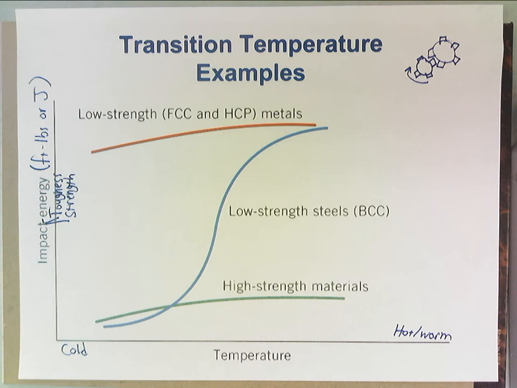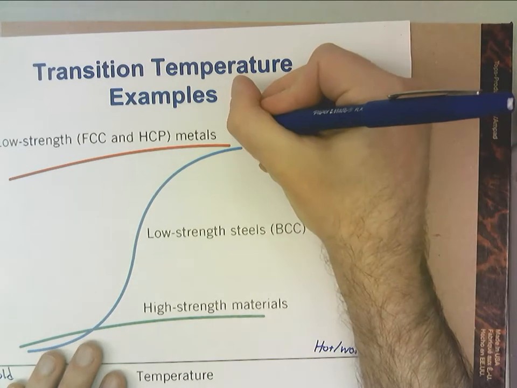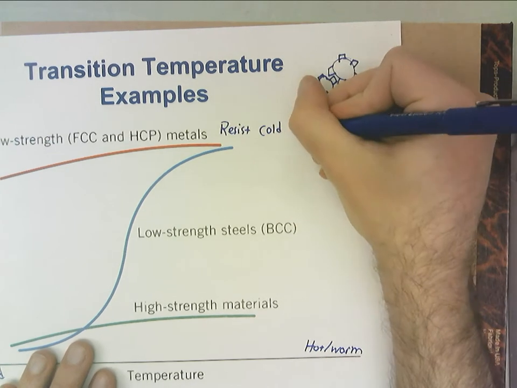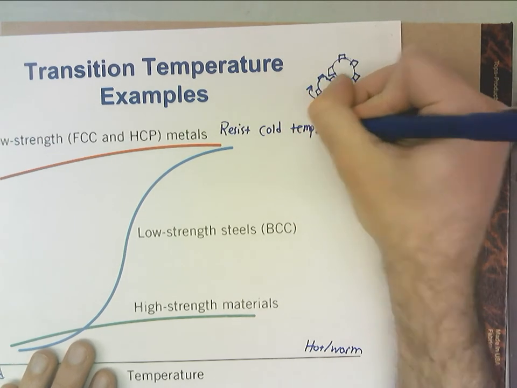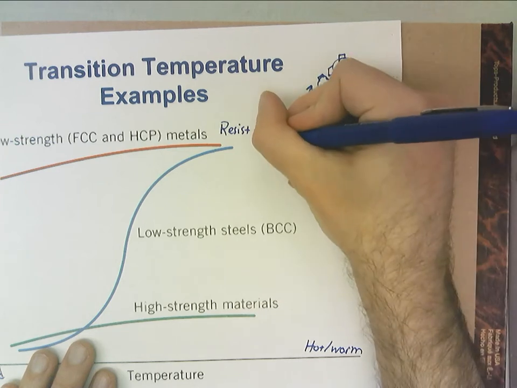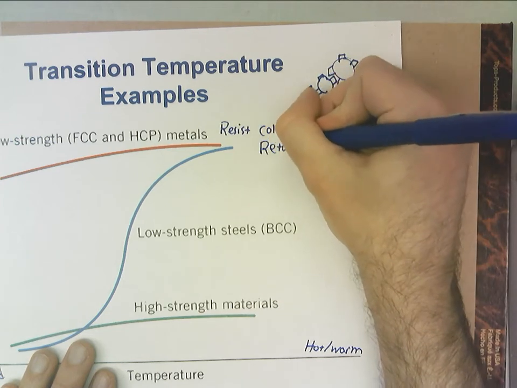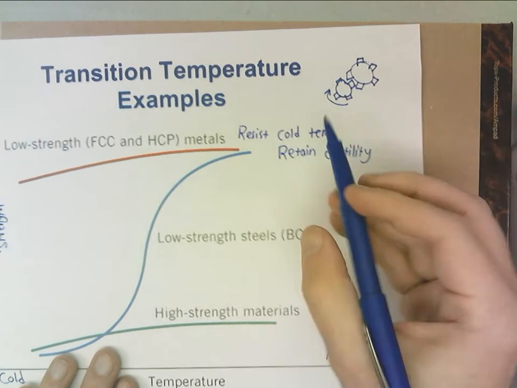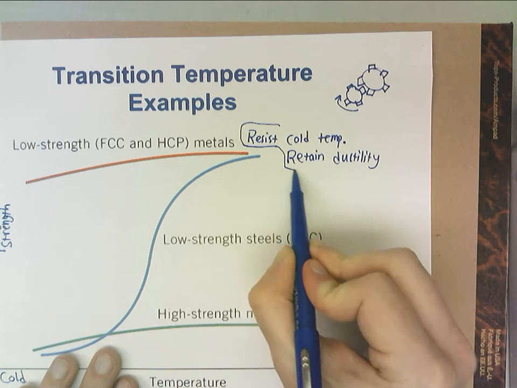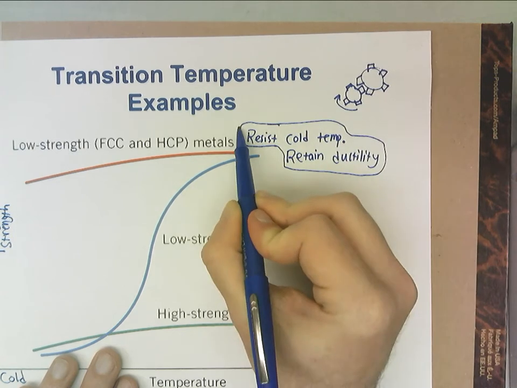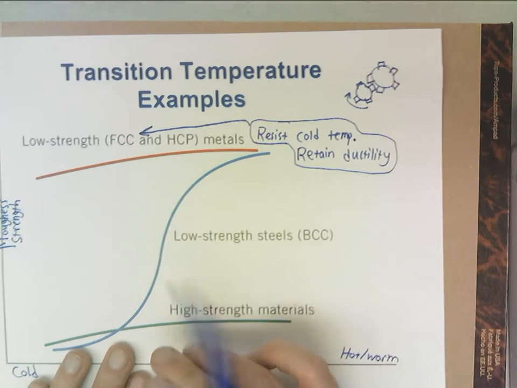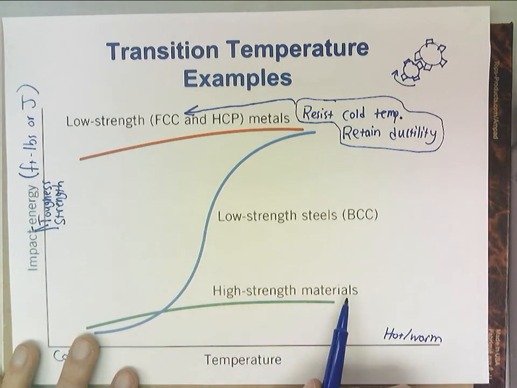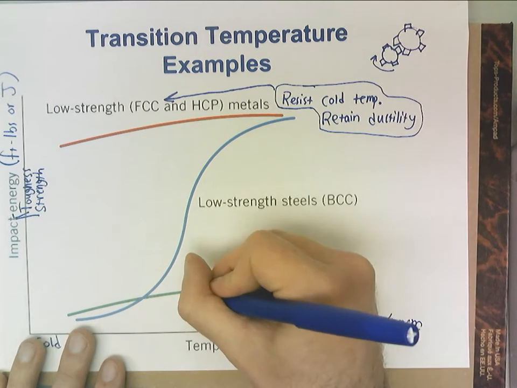In general, they tend to resist cold temperatures and retain ductility. So it's especially FCC materials. Your high strength materials, these tend to always be brittle.